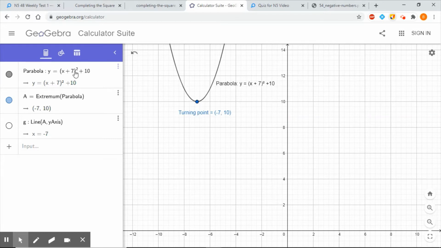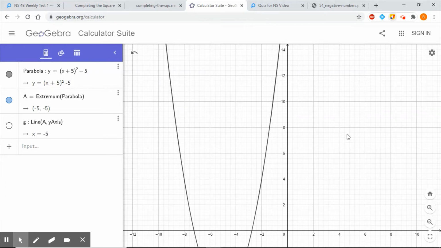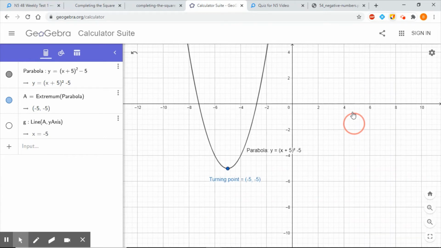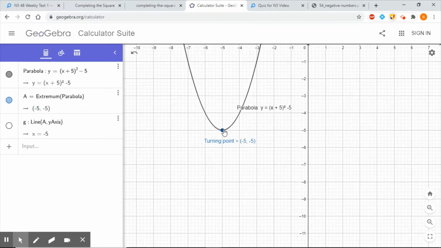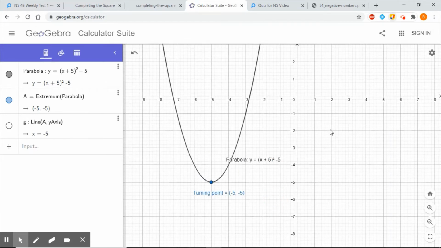Okay, so let's just try a different one. Let's make it plus 5, and let's make a subtraction here. We'll make b negative 5. So let's have a think. Imagine where it's going to move to when I click enter. Okay, so a in this case is -5, and b in this case is also -5. So this is the point (-5, -5). Okay, we can see that there.